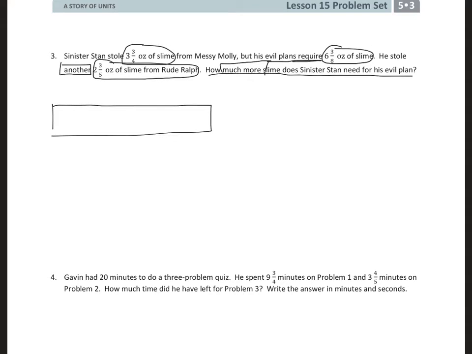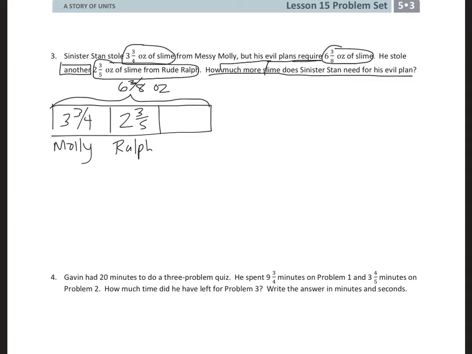And what we're going to do is, okay, if I'm talking about Sinister Stan's evil plan, I'm told that it requires 6 3/8 ounces of slime. So we have 6 3/8 ounces. His whole plan requires this. Now, he stole it from Messy Molly. So this first little partition is from Molly, and he stole 3 3/4 ounces from her. And then for Rude Ralph, so I can go ahead and do Ralph, he stole 2 3/5. They want to know how much more does he need. This is the need box, and we don't know.